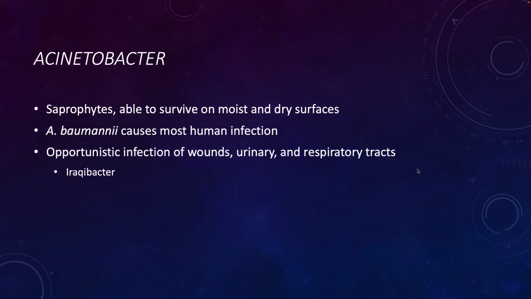The last pseudomonad we'll talk about is the genus Acinetobacter. These are saprophytes that are able to survive on moist and dry surfaces. And the species that we worry about the most is Acinetobacter baumannii. This causes most human infections. And it's an opportunistic infection. Basically, wherever it gets in, it'll cause an infection if it can: wounds, urinary tract, and respiratory tract.